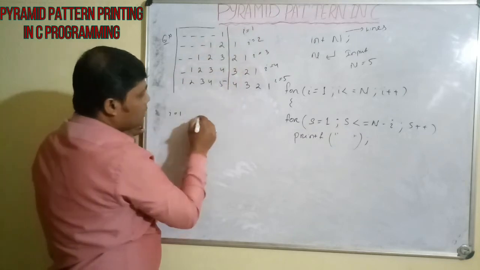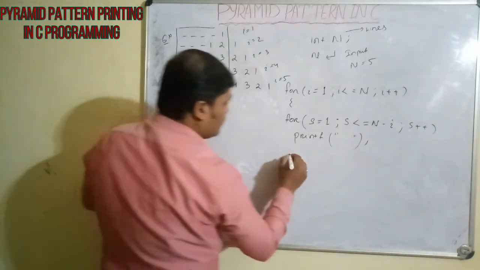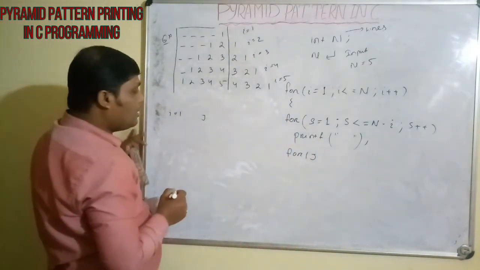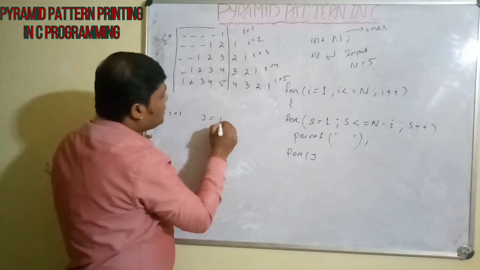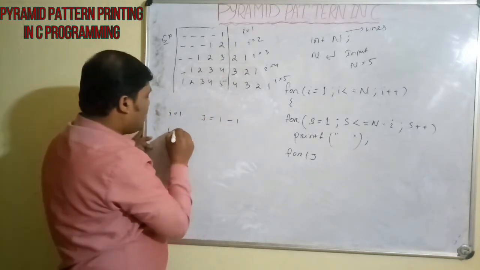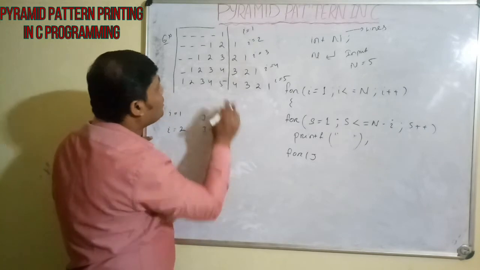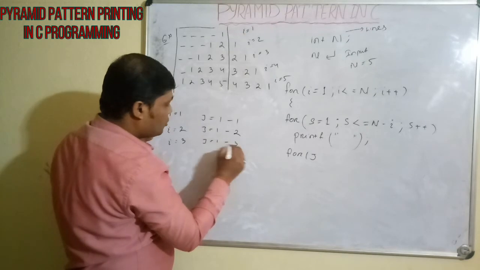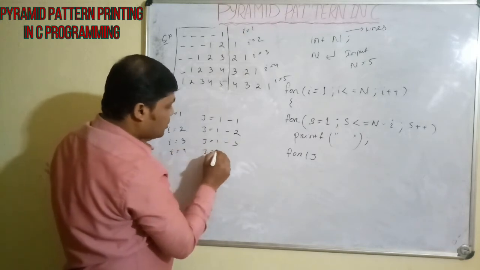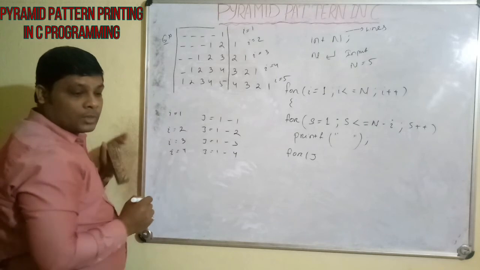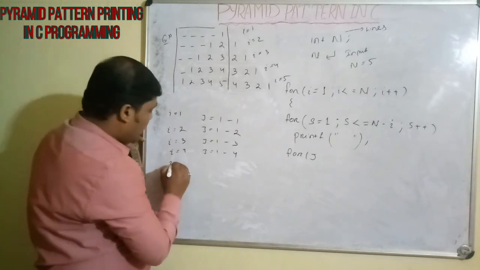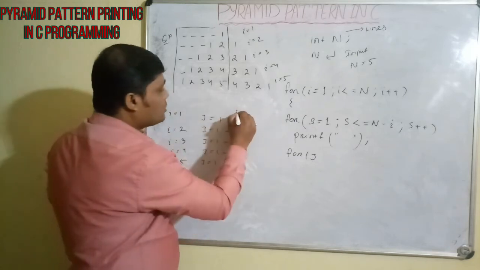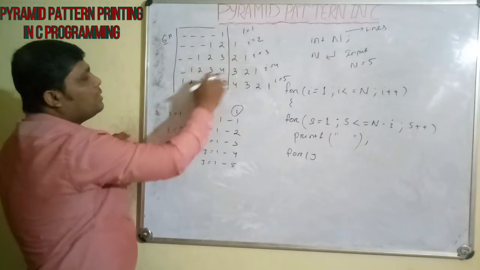When I value is 1, we have to take another loop, that is J loop. To print this structure, J starts from 1 and ends with 1. When I value is 2, J starts from 1 and ends with 2. When I value is 3, J starts from 1 and ends with 3. When I value is 4, J starts from 1 and ends with 4. So when I equals 5, J starts from 1 and ends with 5. You can see J ends with I, so that it will print this structure.